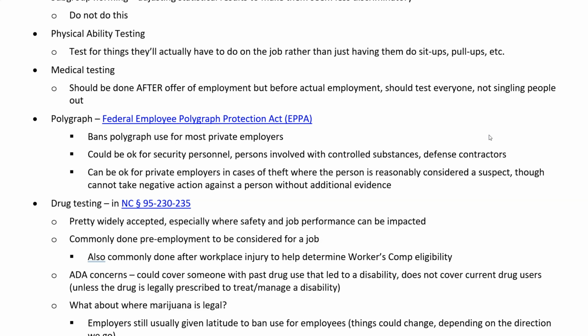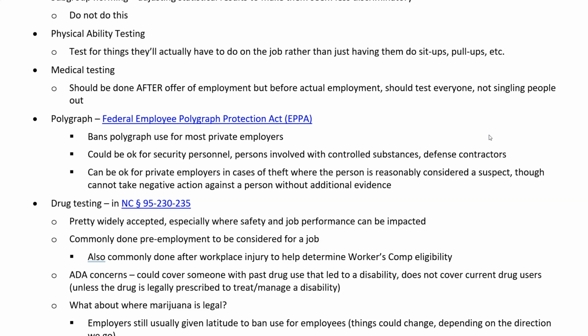There was a time in history when polygraphs became popular and people started to believe that they were very reliable lie detectors. So companies were toying around with the idea of using polygraphs in hiring. We find out later that polygraphs aren't that reliable. So we passed the Federal Employee Polygraph Protection Act.